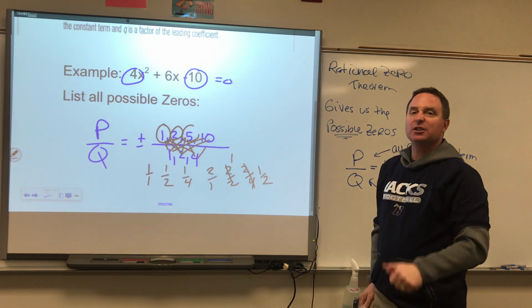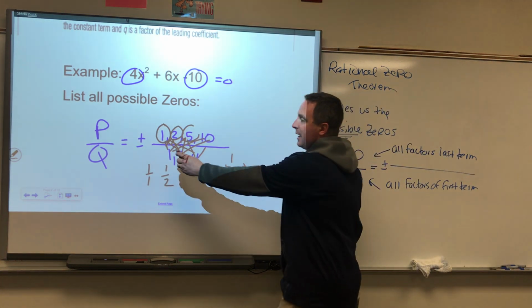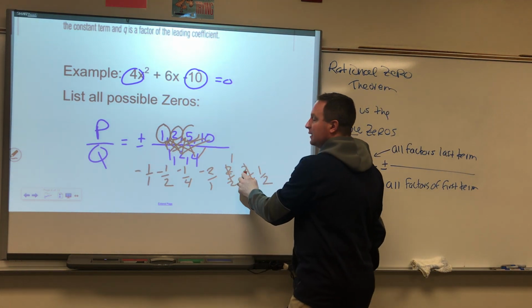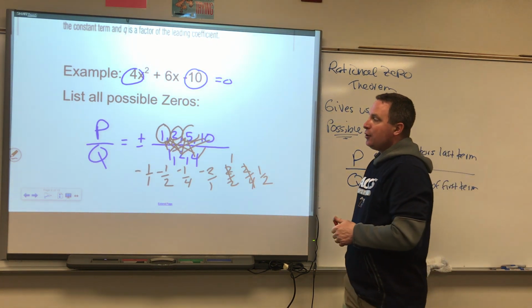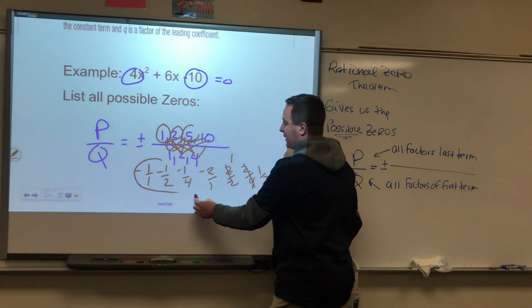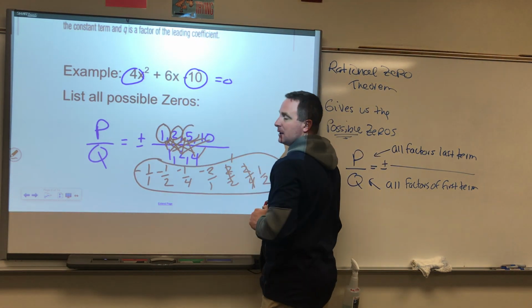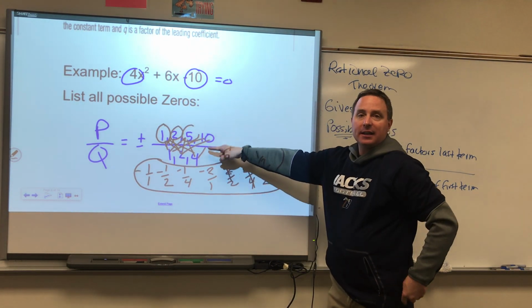There's a whole bunch of them. Those are all just the positives. Okay? Then I can make each one of these things negative. So there's a whole bunch of different possible zeros. And rather than writing out each individual one like this, we're going to leave it in this form.